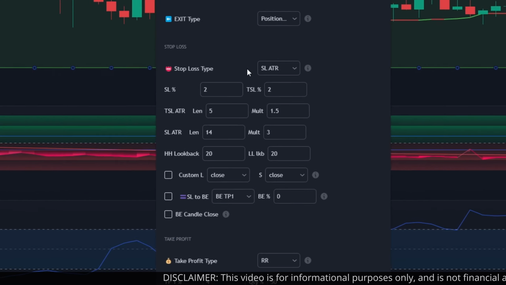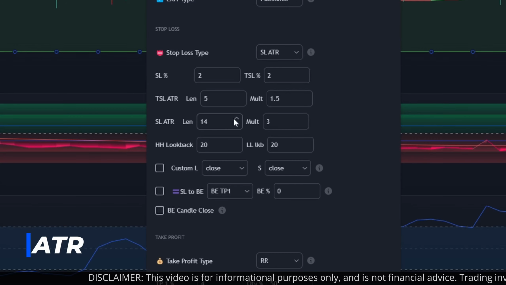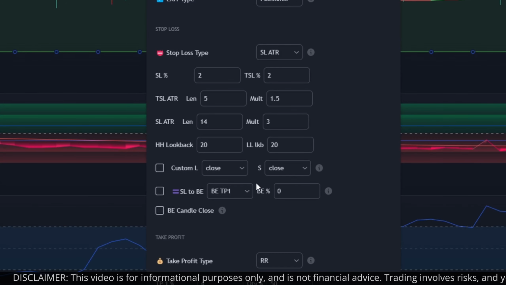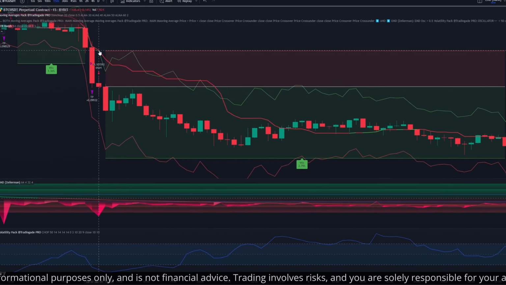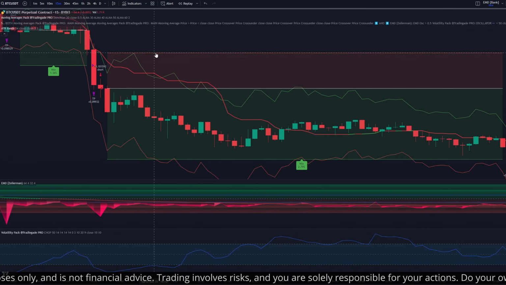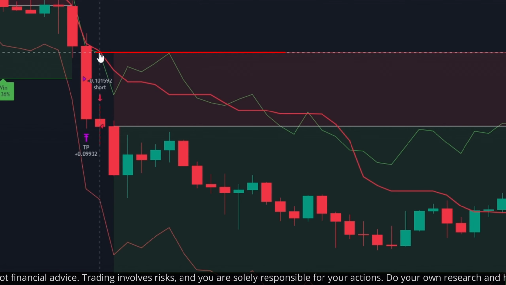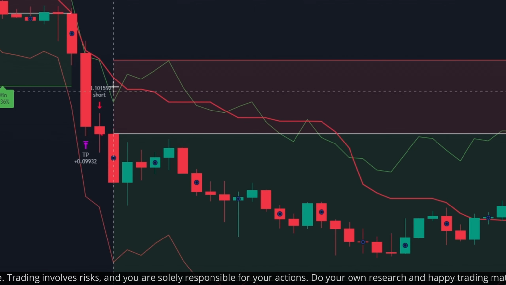We're gonna set the stop loss based on the ATR with a length of 14 and multiplier of 3, while the take profit is based on the risk reward of 2. As you can see here, we have ATR bands, and our stop loss level is exactly at the ATR value at the moment of our entry position.